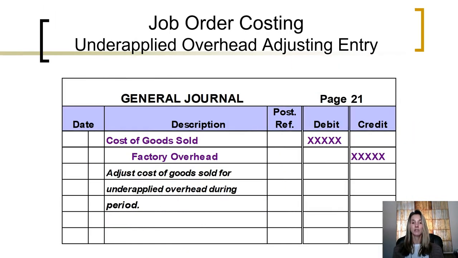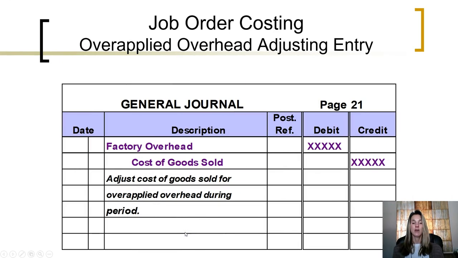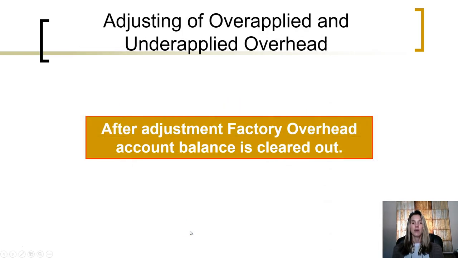So here is our journal entry for under applied overhead. Debit cost of goods sold, credit factory overhead. If we are over applied, we would debit factory overhead and credit cost of goods sold. After adjustment, the factory overhead account is 0. It's cleared out, and we're ready to start recording overhead costs in the new accounting period.